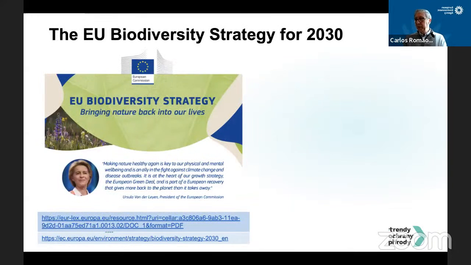Because I see I'm probably over my time, I will just briefly give some elements about the biodiversity strategy for 2030. That is part of this big policy package from this European Commission that is called the Green Deal. And the EU biodiversity strategy is one of the pillars of this Green Deal.